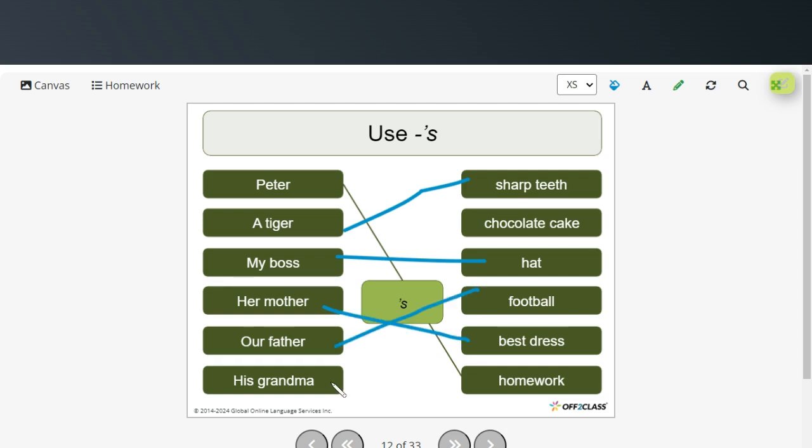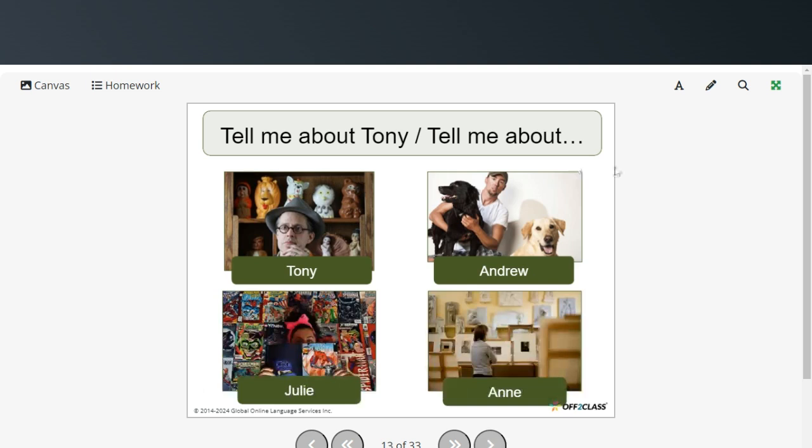So tell me a story about Tony. You could say, this is Tony. These are his animals. These are his statues. This is Tony's collection. Tell me about Andrew. This is Andrew. These are Andrew's dogs, or these are Andrew's pets. This is Julie, and we could say these are Julie's comic books. And Anne, we might say these are Anne's drawings.